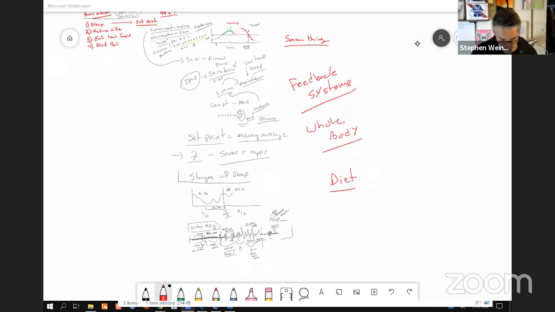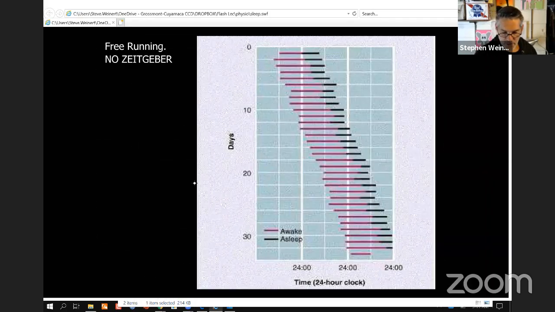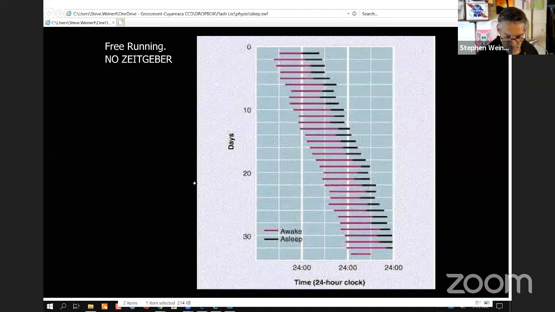Let me give you an example of how this feedback system works with these guys. In a free running system, which means there are no light or dark cues, we start out the first day here. These guys are nocturnal, so that's where the lights turn off and they become active. But if we leave them in a constant light environment where there's no schedule, look what happens every day. The rat becomes active a little bit later every day.